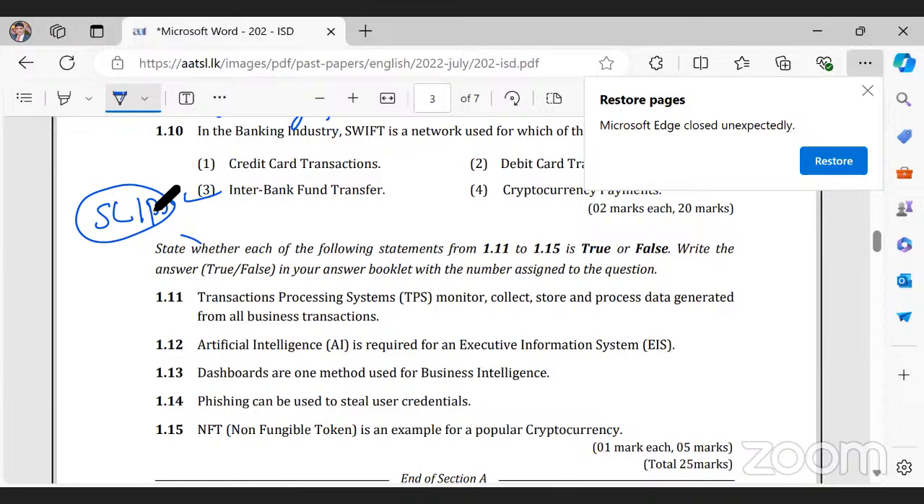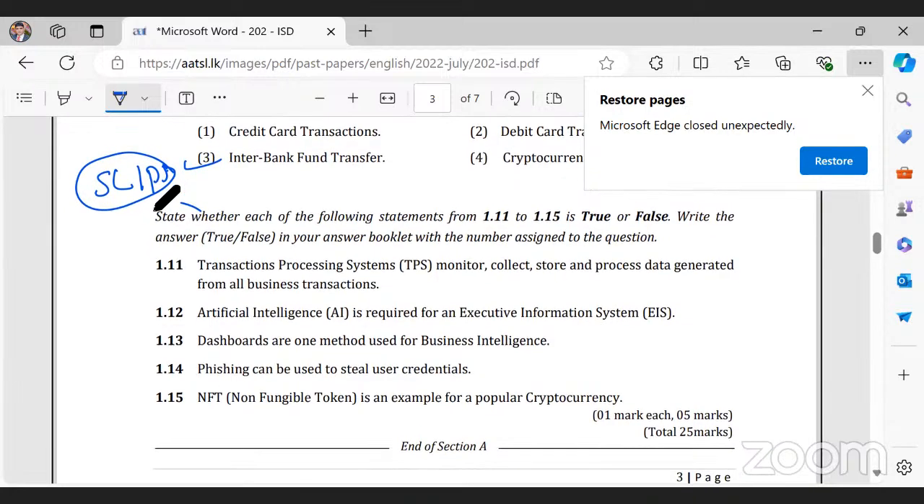We'll go for true or false questions. Transaction processing systems monitor, collect, store, and process data generated from business transactions. Yes, normally a transaction processing system serves the bottom level of the organization. This is the hierarchy. The bottom level uses TPSs. What are they doing? Day-to-day tasks, like time and attendance.